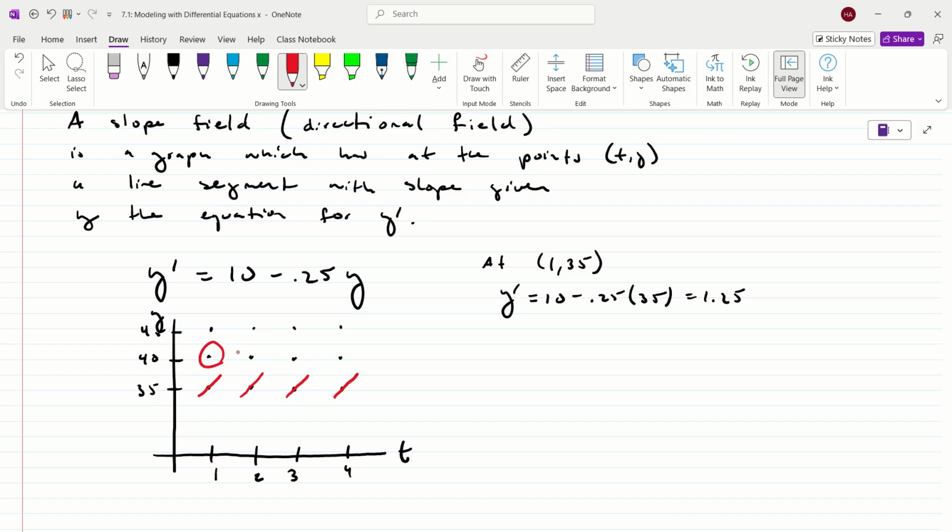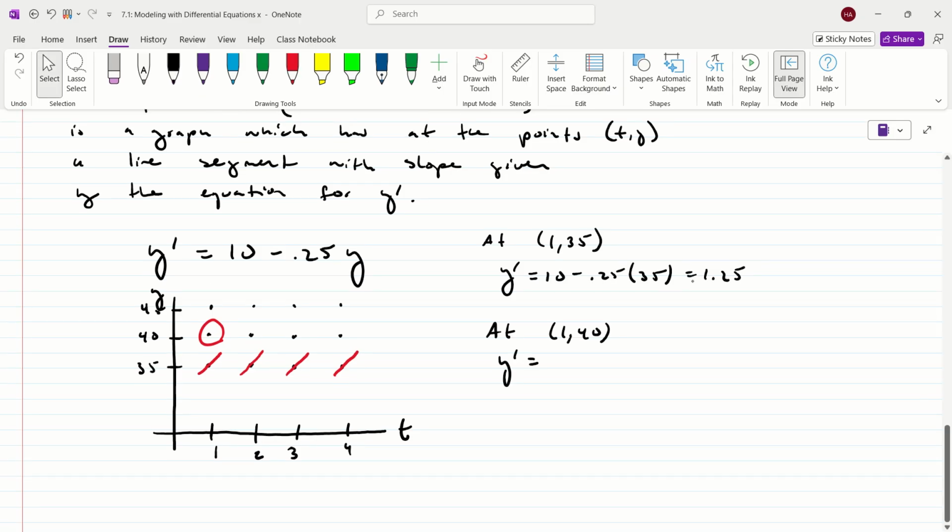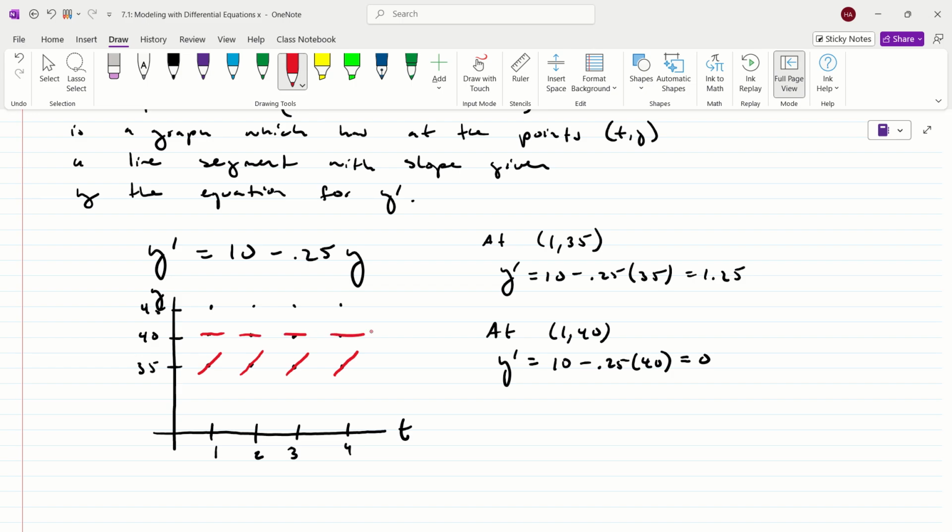Continuing my analysis for this point of 1 comma 40, I can compute y prime to get the slope of my line segment. So that's 10 minus 0.25 times 40. And that's going to be 0. So for this point, I have a horizontal line. And in the same way, I would have a horizontal line for these other 3.